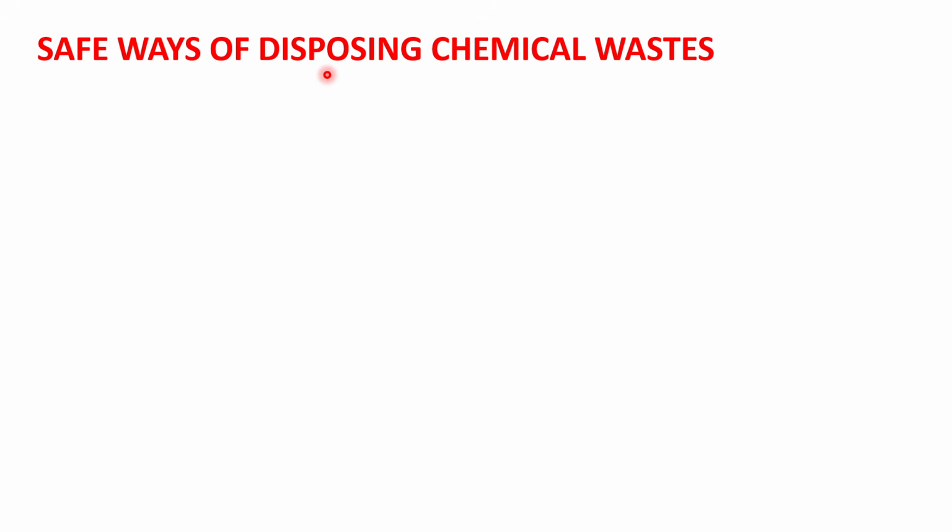Let's look at the safe ways of disposing chemical waste. To dispose waste means to get rid of waste from where they're generated. Getting rid of waste from your laboratory. How do you get rid of them? The process of getting rid of waste is what is called the chemical disposal methods or ways. One way to dispose waste safely is to use normal waste bins. Use of normal waste bins.